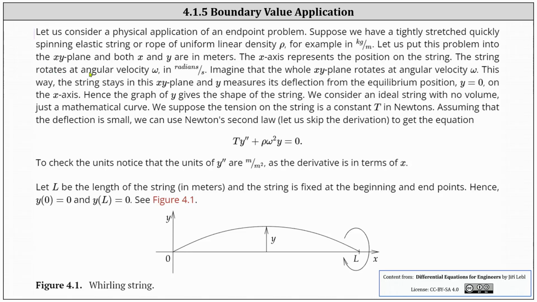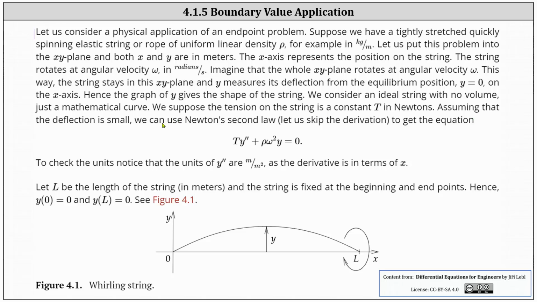The string rotates at an angular velocity omega in radians per second. Imagine that the whole xy plane rotates at angular velocity omega. This way the string stays in this xy plane, and y measures its deflection from the equilibrium position y equals 0 on the x-axis. Hence the graph of y gives the shape of the string. We consider an ideal string with no volume, just a mathematical curve. We suppose the tension on the string is a constant T in newtons.